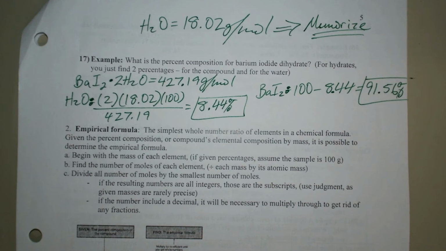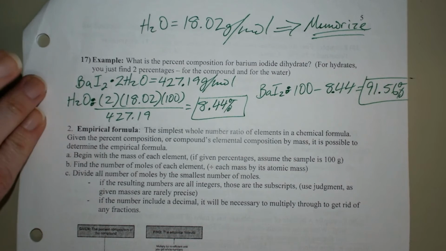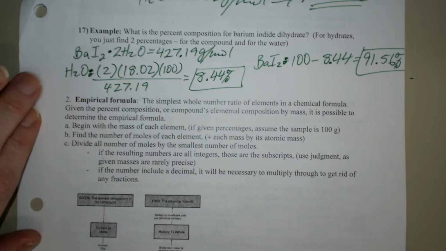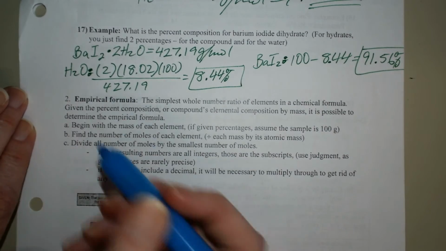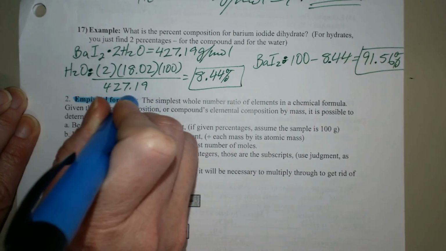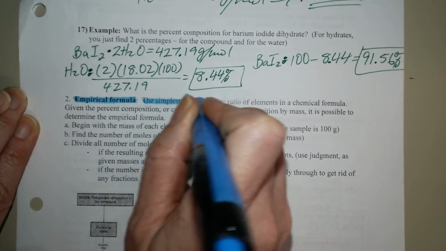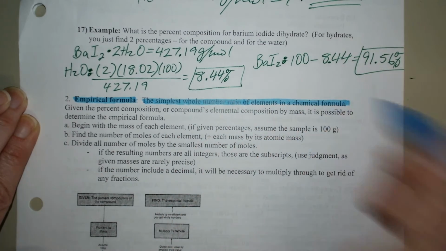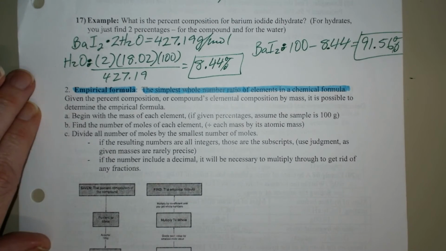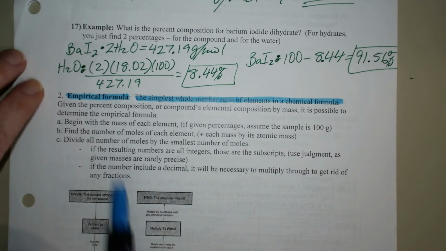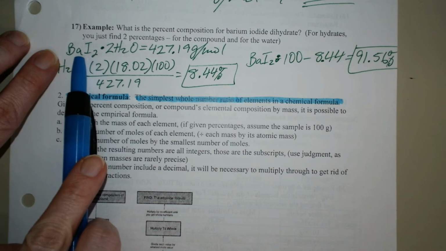All right. So that's all percent composition. That's all page 7 and 8 of your homework. All of it. Okay? It's kind of easy. Shouldn't take you more than about 15 or 20 minutes to just do page 7 and 8. The next part of your homework, page 9, is all about empirical formula. So the empirical formula is the simplest whole number ratio of elements in a chemical formula. Okay? So if you had, like look at barium iodide, right? It's BaI2.